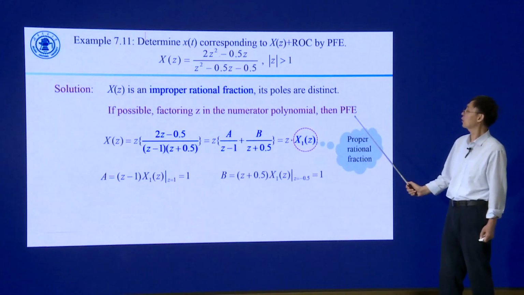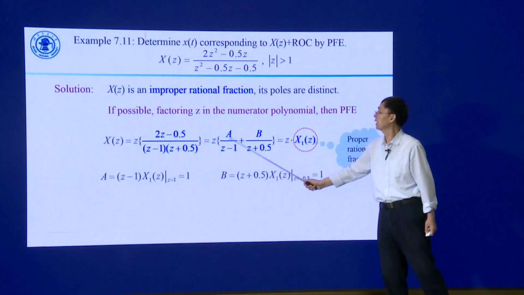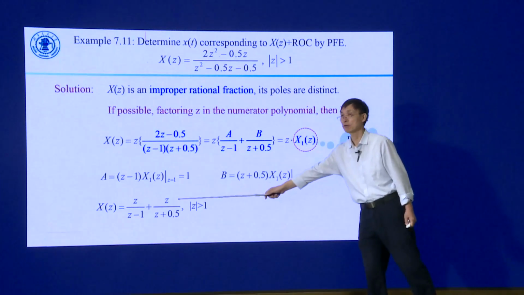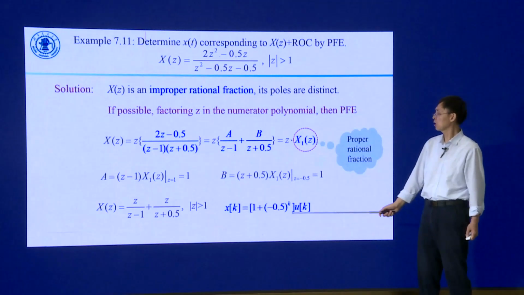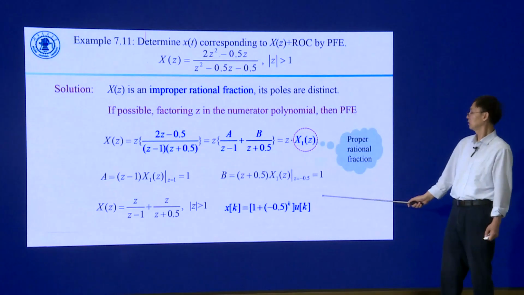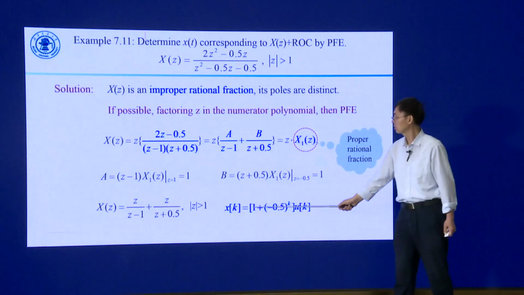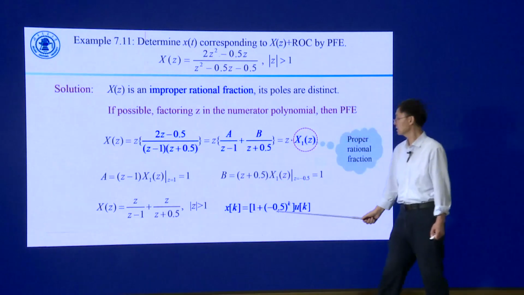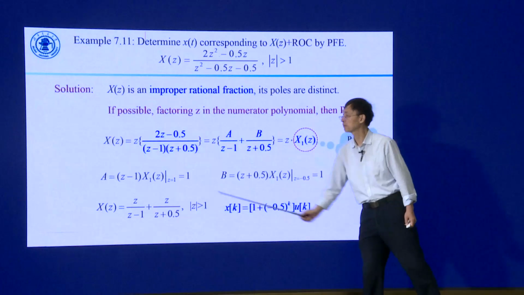Doing the partial fraction expansion, we can get the coefficients a and b. We can get this equation for X of z. And then we can get x of k by inversion of the unilateral Z-transform. This u of k corresponds to this fraction. This exponential signal corresponds to this fraction.